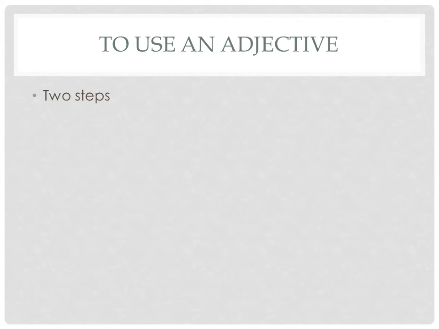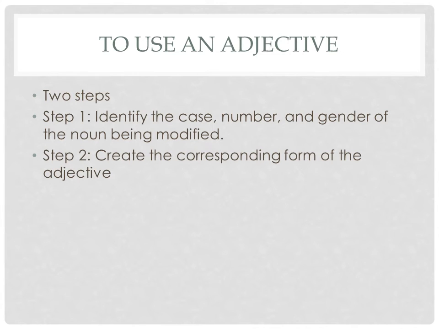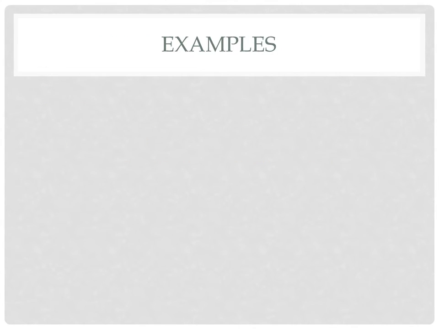When working with these, we are going to, of course, have to have two steps in order to create the right forms. Step one is to identify the case, number, and gender of the noun that is being modified. So you've got to figure out these three things of the noun being modified before you can do anything else. And step two is going to be to create the corresponding form of the adjective. Let's look at a quick example of this.